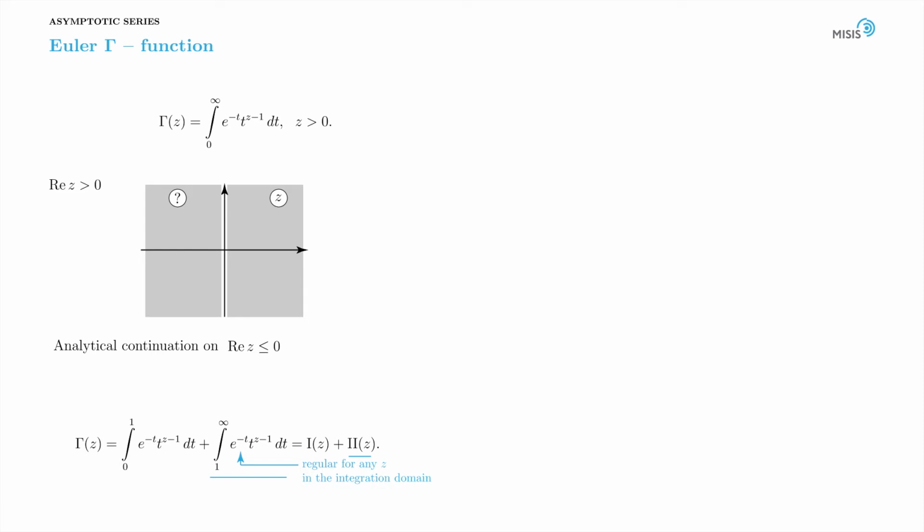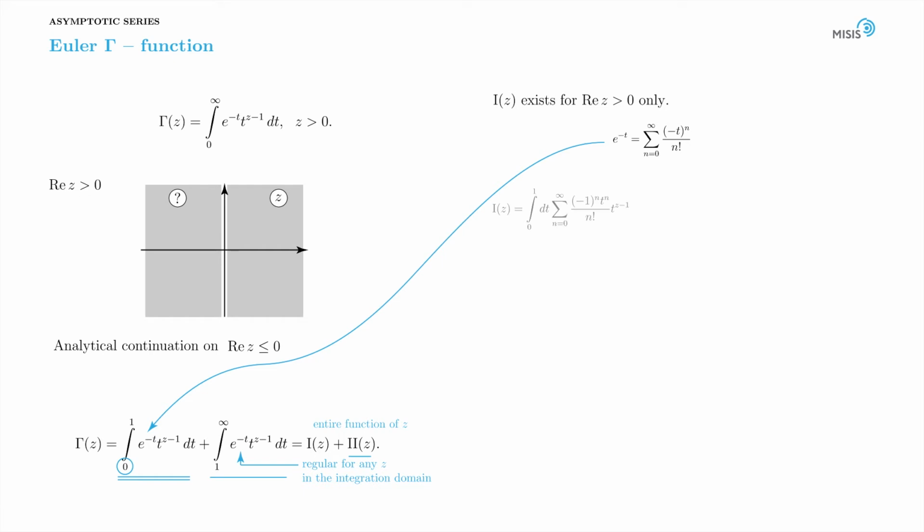It defines a so-called entire function of the complex variable. The first part, as before, is the source of singularity at z lying in the left-hand side of the complex plane. Let's transform it into something with more transparent analytical structure. To this end, we expand the exponential function into Taylor series and plug the expansion into the integral.